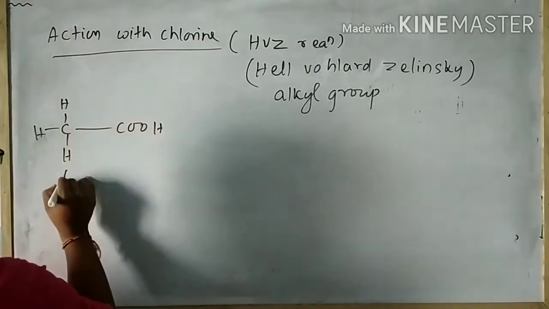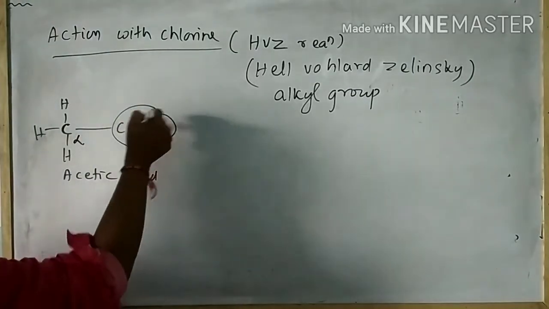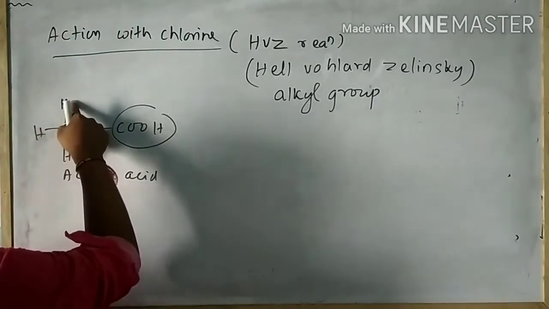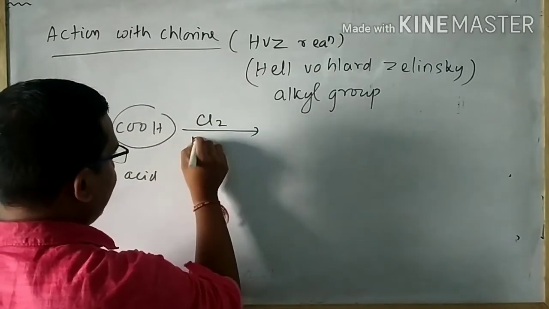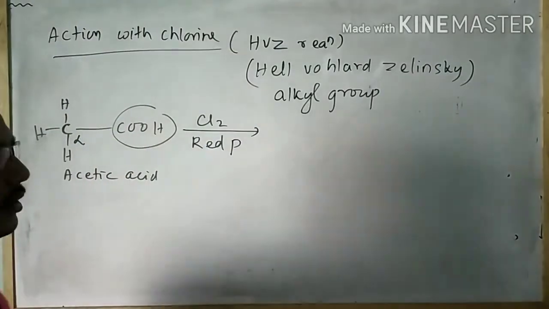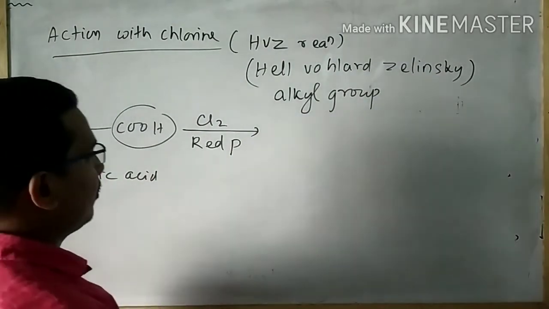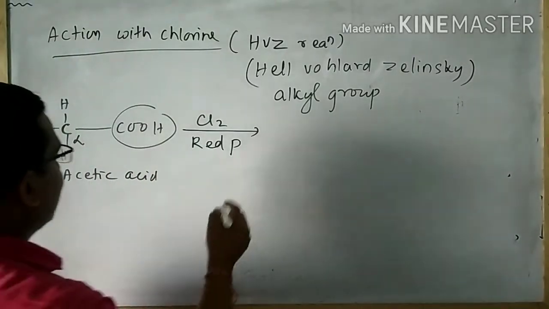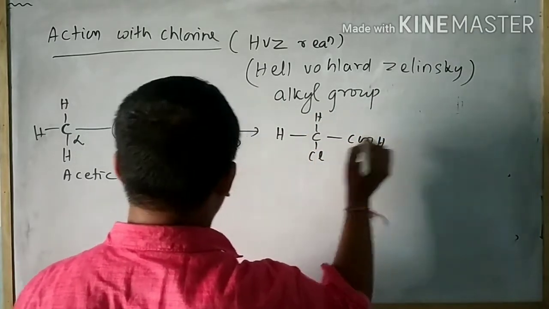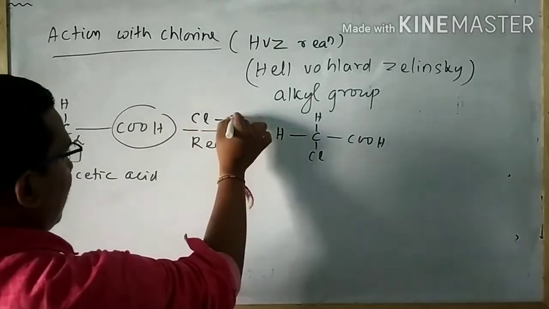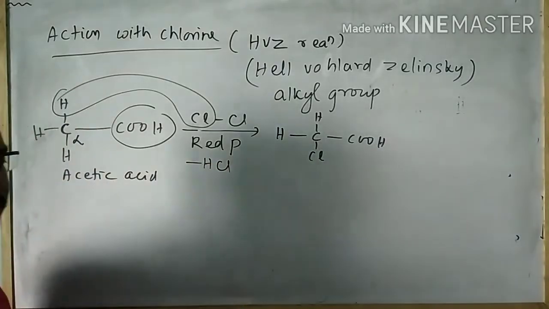This is your acetic acid. This is said to be alpha carbon with respect to this group. Here three alpha hydrogen are present. 1, 2, 3. Now it is subjected to reaction with the chlorine in the presence of red phosphorus. Then what happens? At first, mono alpha halo derivative of carboxylic acid is formed. That is your H bond C H bond Cl, that is your COOH. We can apply the trick like this. There is a loss of minus HCl molecule.